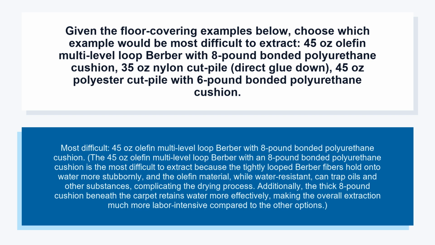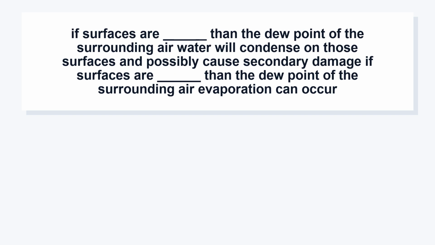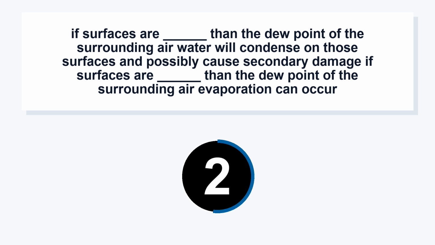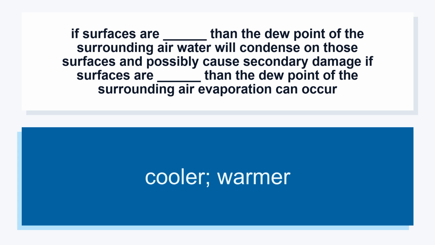If surfaces are cooler than the dew point of the surrounding air, water will condense on those surfaces and possibly cause secondary damage. If surfaces are warmer than the dew point of the surrounding air, evaporation can occur. Cooler, warmer.